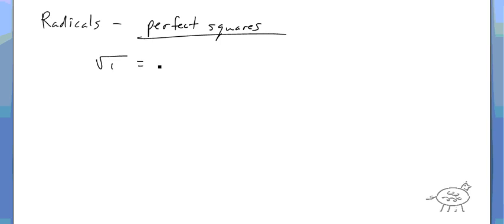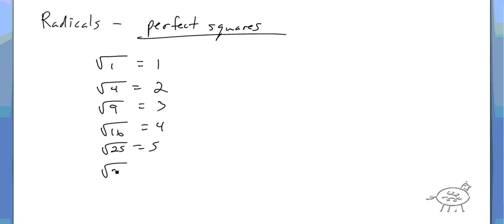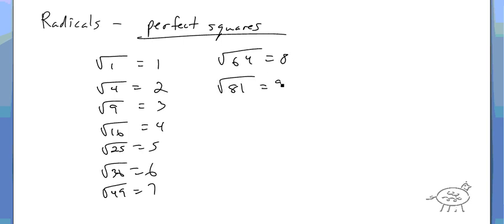Square root of 1 is 1. The next one, square root of 4 is 2. So basically, 2 squared is 4. 3 squared is 9, so square root of 9 is 3. 4 squared is 16. Square root of 25 is 5. Square root of 36 is 6. Square root of 49 is 7. Square root of 64 is 8. Square root of 81 is 9. Square root of 100 is 10.